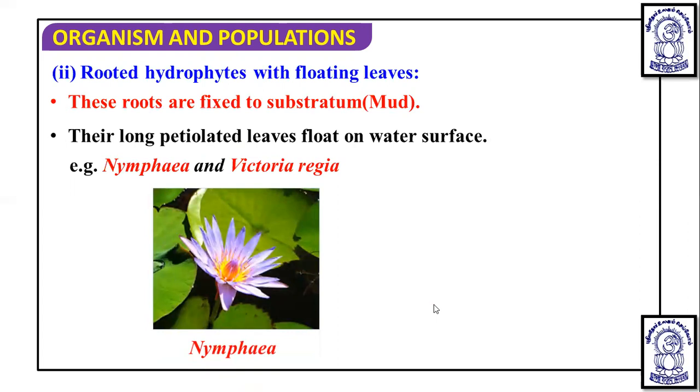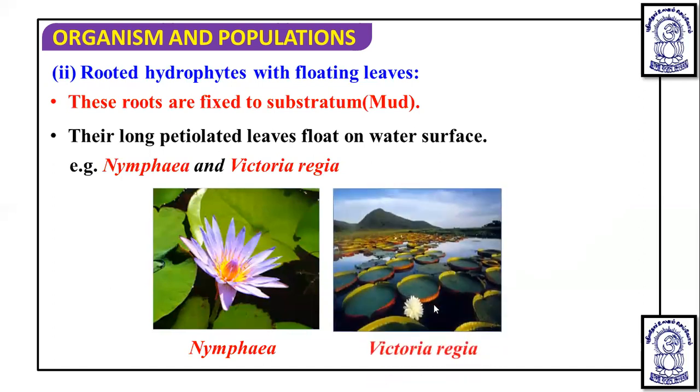Nymphaea floats on the surface. They have floating leaves, but their roots are embedded in the mud, due to the presence of a long petiole. And the same thing is seen in Victoria regia. In this also they have leaves on the surface, but a long petiole is there, through which it is embedded in the mud.